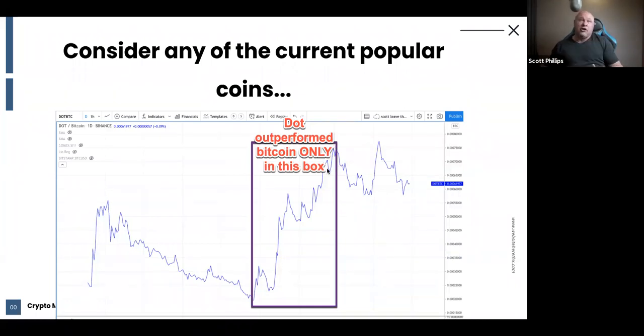And the third thing that can go wrong is you've never heard of Dot. You never heard of it here. You never heard of it here. And the only time you start hearing it is out here when it's gone through the roof and you think, oh, I've got to own Dot. And you're late to the party and you buy just in time to get all this bullshit. Anyone ever experienced that? I have.